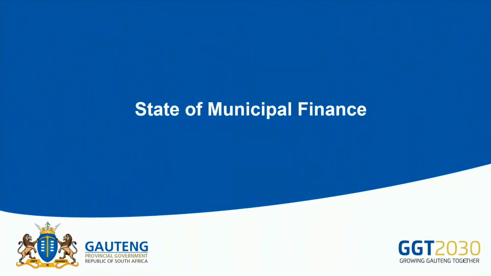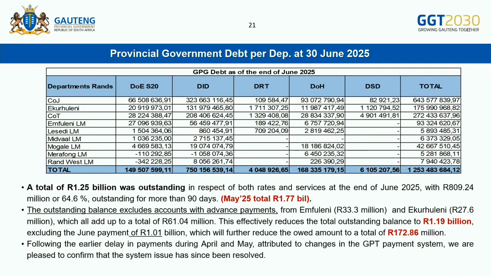Chair, just moving on to the state of municipal finance. As I've indicated, Chair, there was a request from the committee to present on the aging debt. As indicated, currently we are owing about 1.2 billion, and it's aggregated down to the Department of Education, our Section 20 schools at 149 million, DID sitting at 750 million.